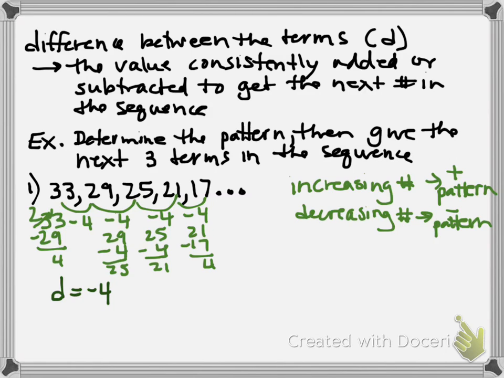Can we focus? Okay. Now that I know what the pattern is, what my D value is, I can come up with the next 3 numbers in the sequence. What would come after 17? 13. What would come after 13? 9. Yeah, that one I was hesitating on. And what would come after that? 5. 2. And that's how you do this, okay?